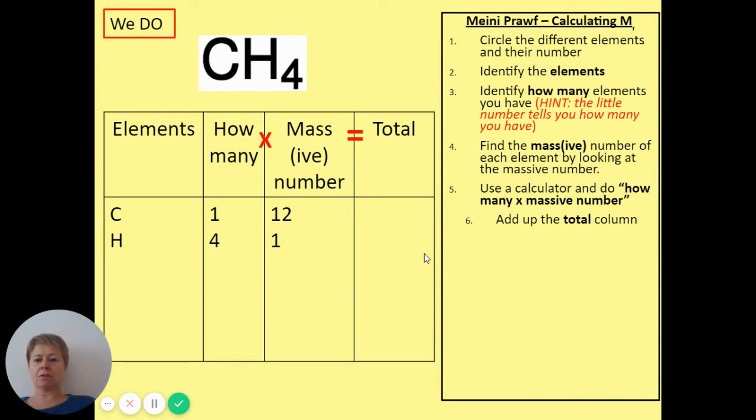And what do we do next? We multiply how many by the mass number. So you should end up with 12 and a 4. We've done 1 times 12 and 4 times 1 to get 12 and 4. Next step, use a calculator. Add up the total column. 12 plus 4 is 16. So 16 is the relative molecular mass for CH4, which is also known as methane.